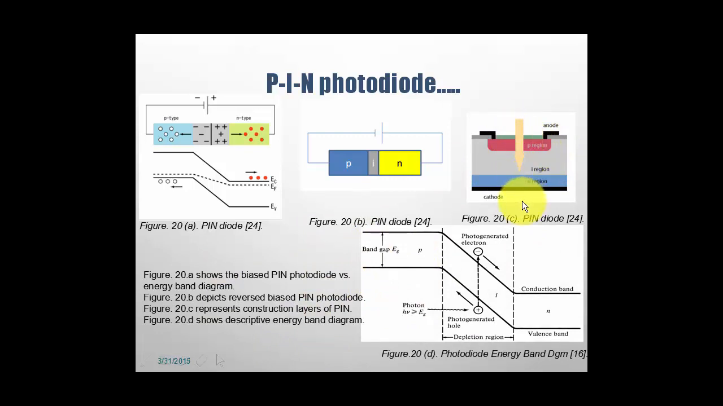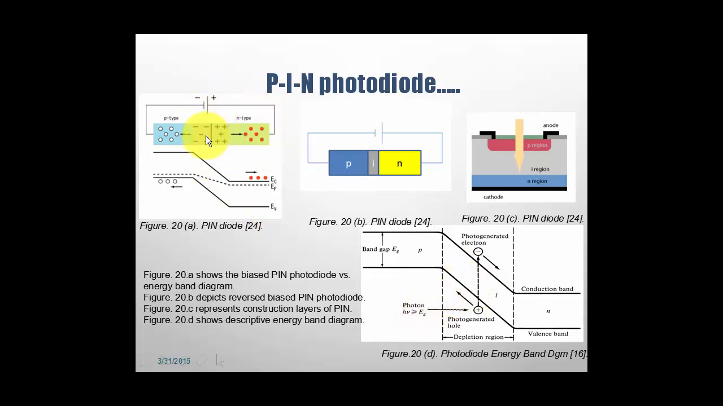This is the structure of the pin diode: P material, I material, N material, and the light incident on the material. This is a power supply connected in the reverse direction. Energy band diagram: this is a descriptive energy band diagram.